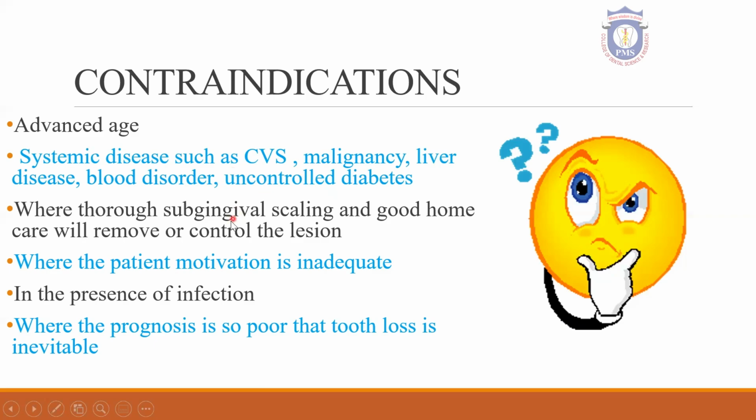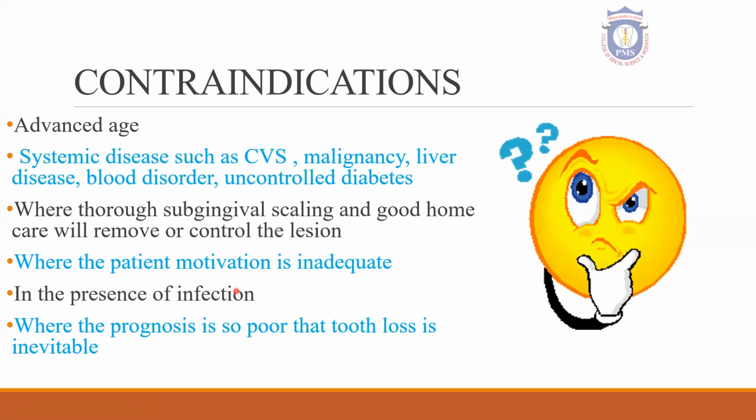The third contraindication: suppose you can remove all the subgingival deposits using a non-surgical approach, it's not advisable to go for a surgical procedure. So always think about the non-surgical approaches first. If you cannot manage the case with a non-surgical approach, you can go for a surgical approach. Similarly, when patient motivation is inadequate, even if you do a flap surgery, if the patient is not maintaining properly, there is no use in subjecting the patient to a surgical procedure.